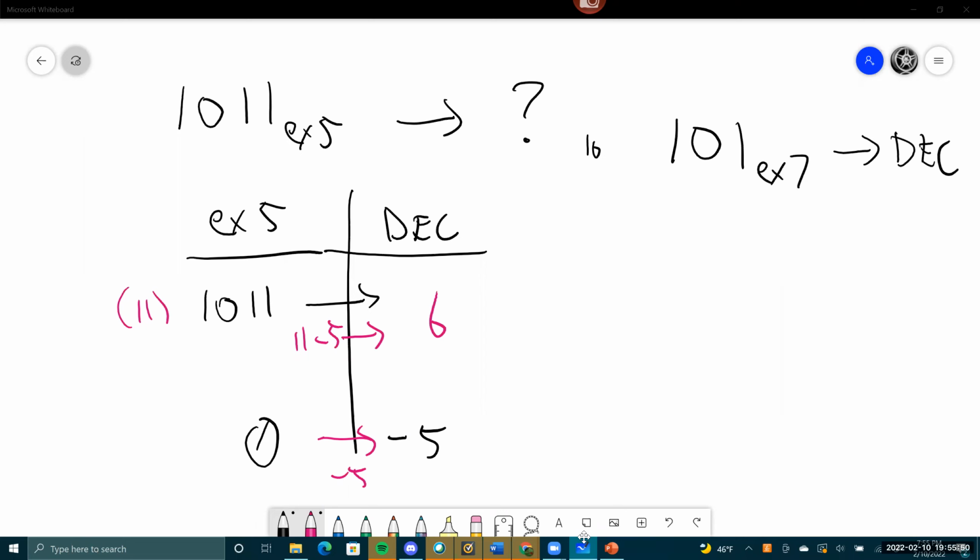Okay, so let's do this. So we start off with excess 7 to decimal. Okay, so we know that binary 0 corresponds to -7. Going in this direction, it's subtract 7. So now I have 101, which is 5, right? So 5 going in this direction, I take 7 away from it, it becomes -2. All right, and there's your answer. So 101 in excess 7 is -2.